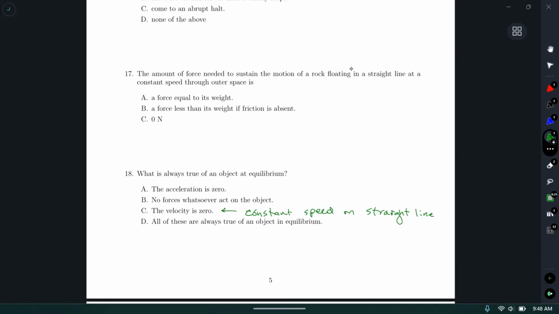You can have 1,000 forces acting on something, but if they add up to zero net force, they all cancel each other out, then it is still in equilibrium. So that one's out, and you were correct. The acceleration is zero. That's the only one that is definitely true, because that could either mean it's not moving at all, or its motion is just not changing. It's not speeding up, slowing down, or changing direction.